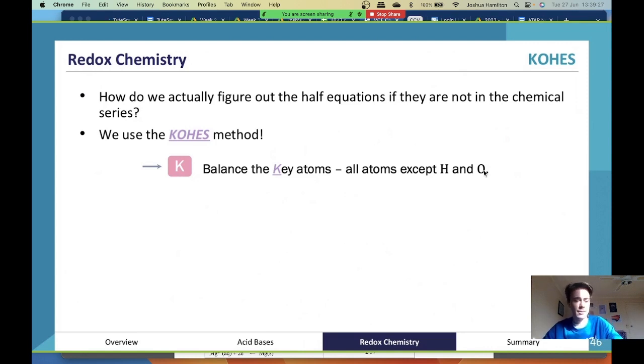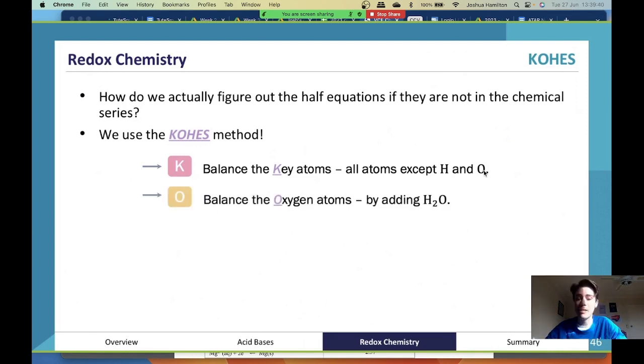So K. K is your key atoms. All atoms except for hydrogen and oxygen need to be balanced first. So you need to balance them out. Second, balance your oxygens by adding H2Os to the side where there are fewer oxygens. So if you've got 2 oxygens on one side and no oxygens on the other, you're going to need to add 2 H2Os to that other side.